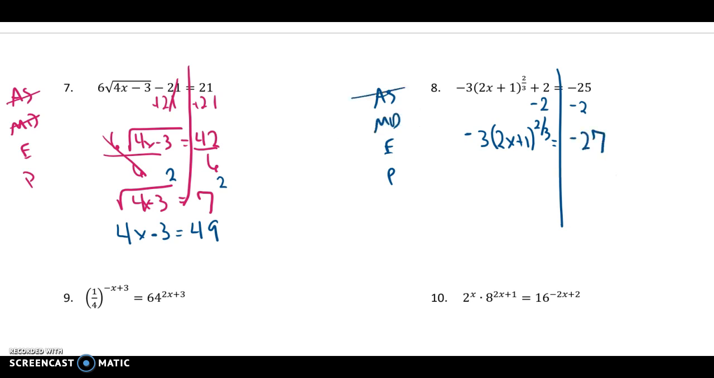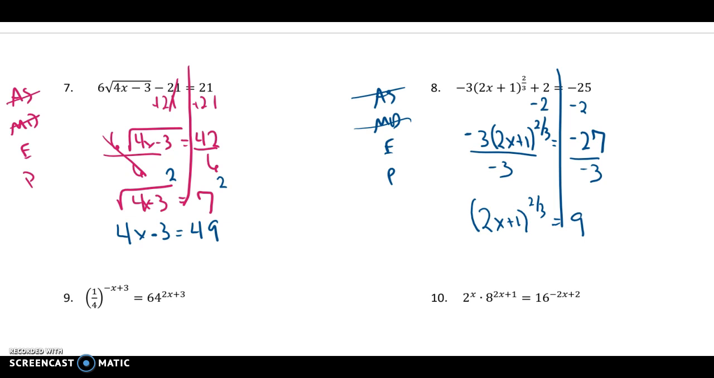So now I'm going to move my multiplication division. That's the negative 3. It's multiplying to the parentheses, so I'm going to divide by negative 3. And that's going to give me 9. So how do we get rid of 2/3? Well, that means I can't have an exponent. So an exponent that doesn't need to be there is an exponent of 1.